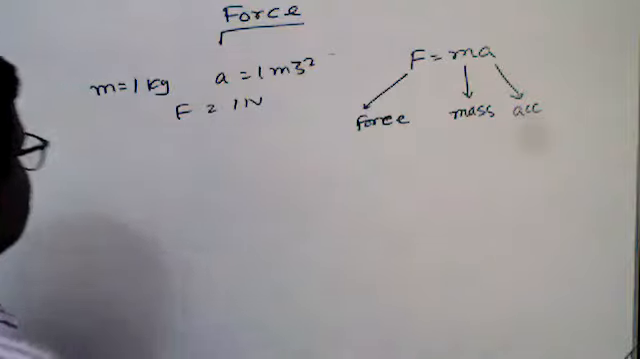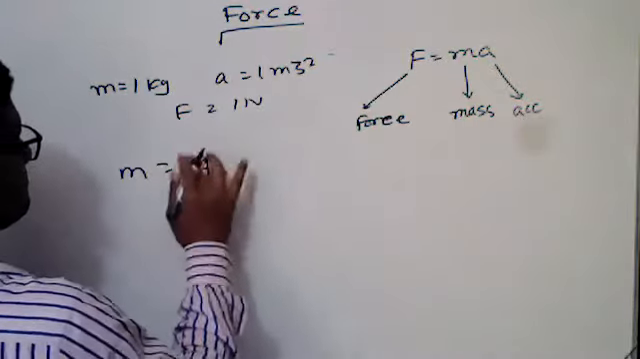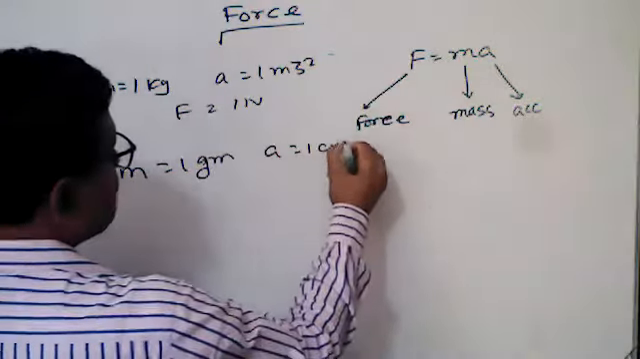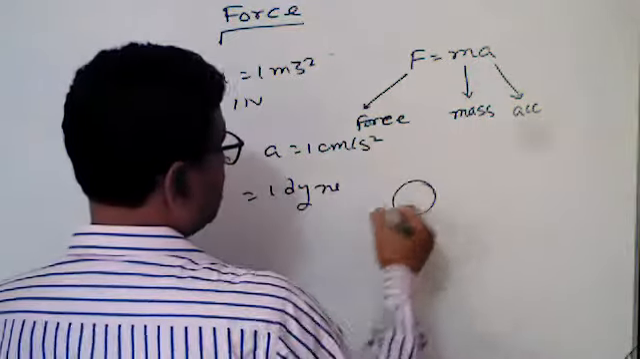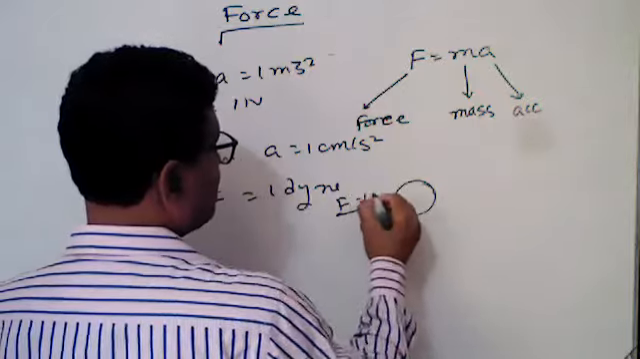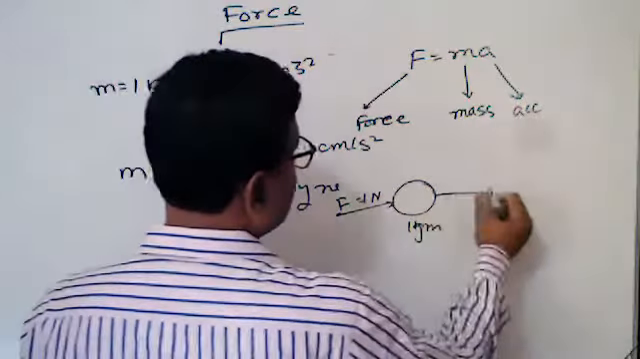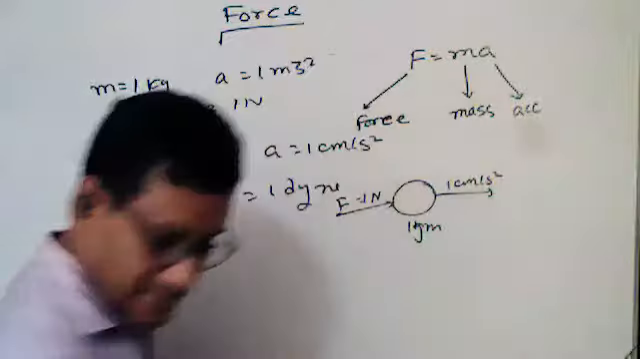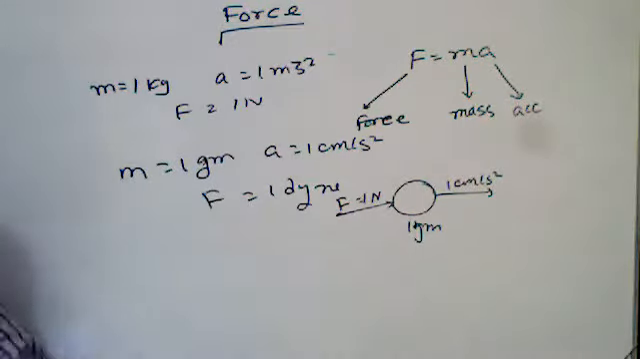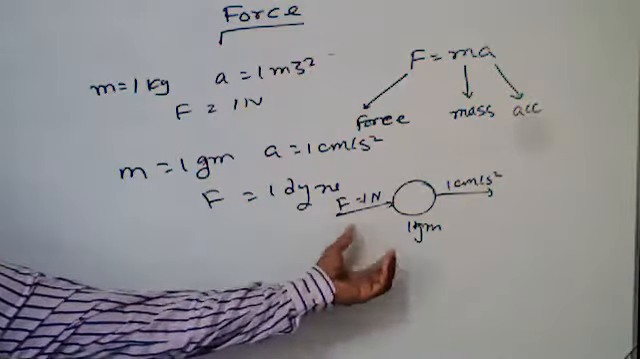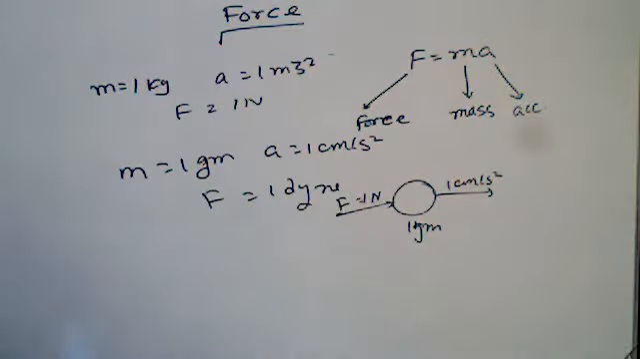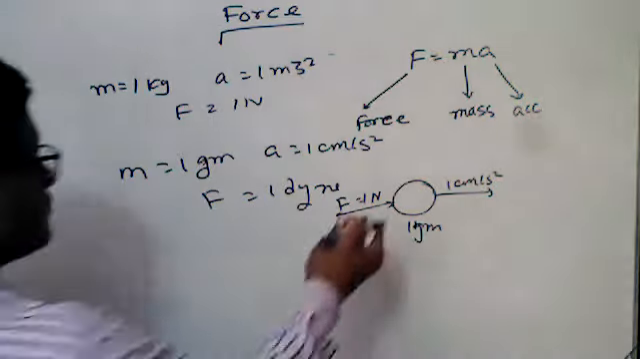Another is the dyne. M equals 1 gram and a equals 1 centimeter per second square. Then F equals 1 dyne. Suppose this is the object and F equals 1 dyne is applied, and 1 gram and 1 centimeter per second square is the acceleration. So we can say the amount of force applied on a 1 gram object to produce 1 centimeter per second square acceleration is called 1 dyne. Sorry, not 1 Newton, it is 1 dyne.